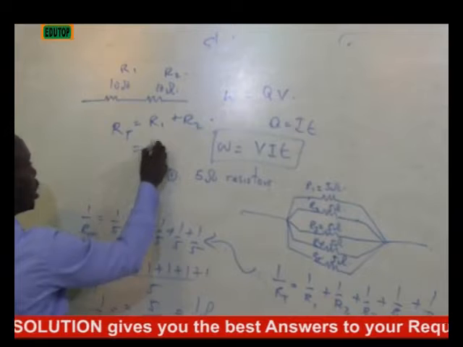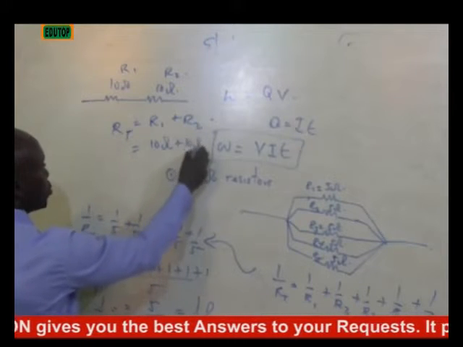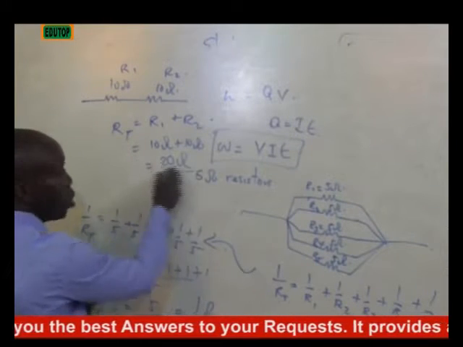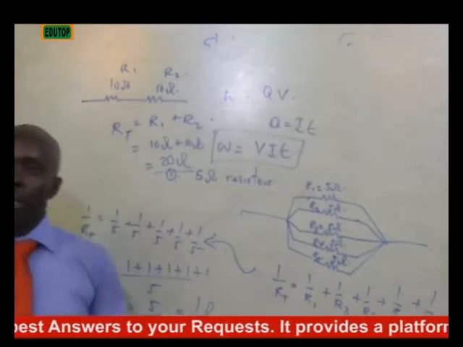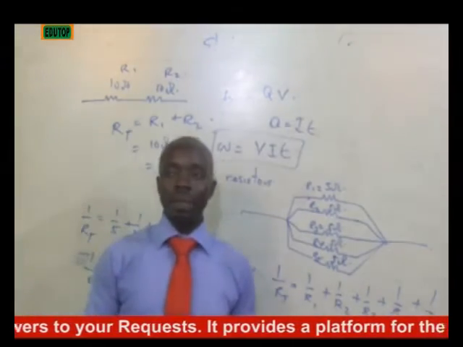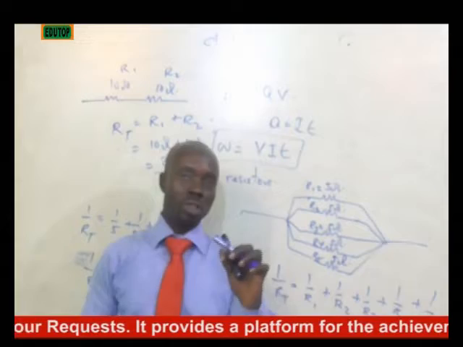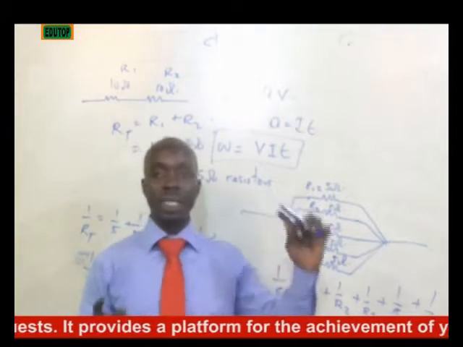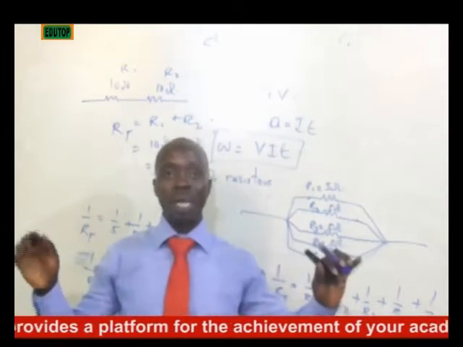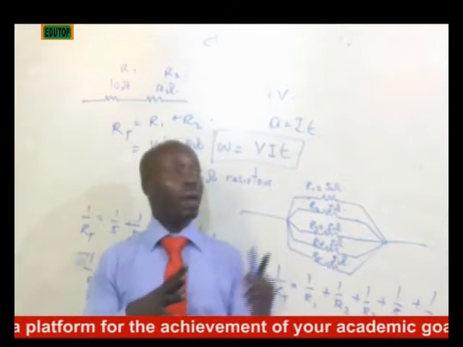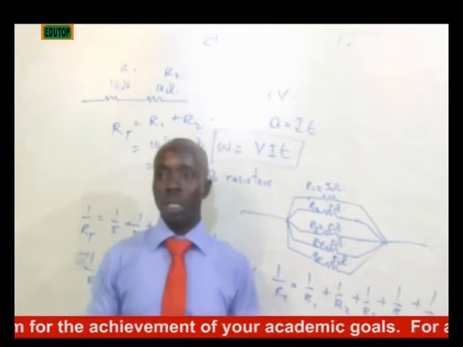So from there you have 10 ohms plus 10 ohms. From there you have 20 ohms. Option A. So you can see how easy the whole thing is. Just because you have known the rule, you know that when you have your resistance in series, this is how you get your total resistance. And when you have your resistance in parallel, this is how it's obtained.